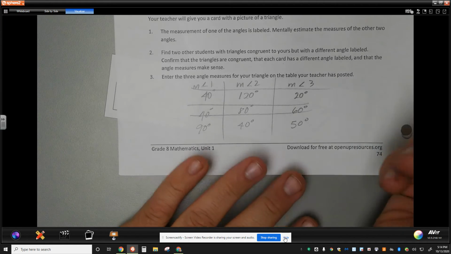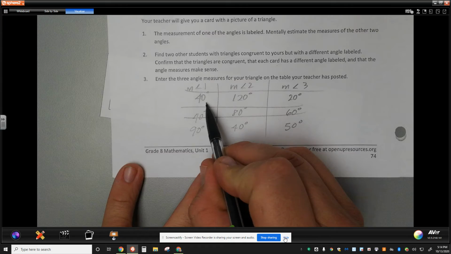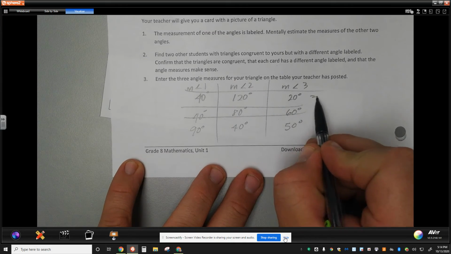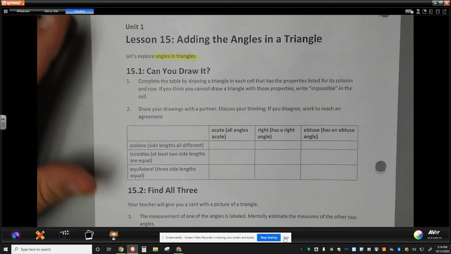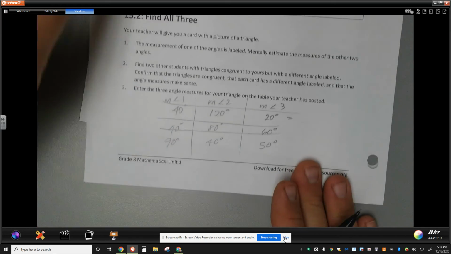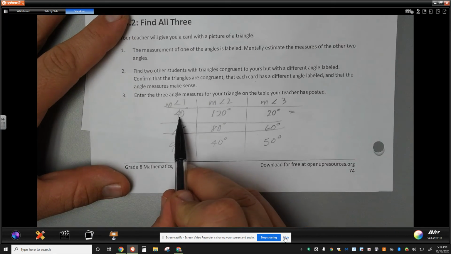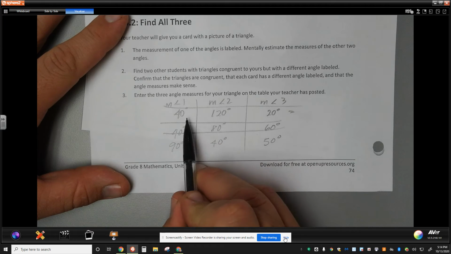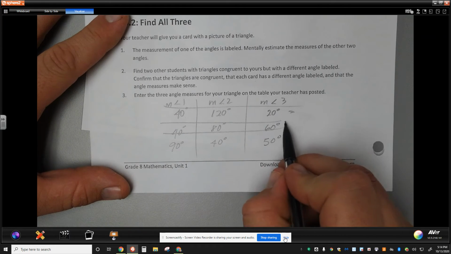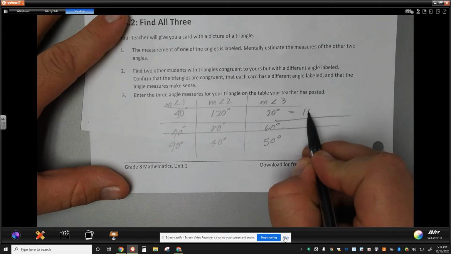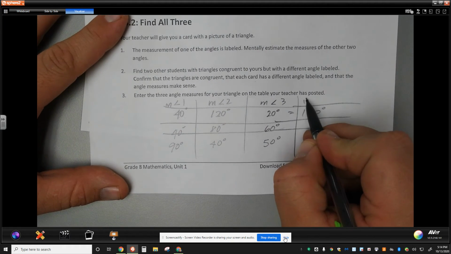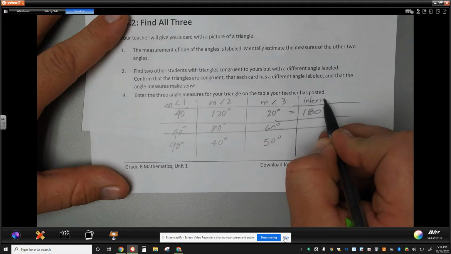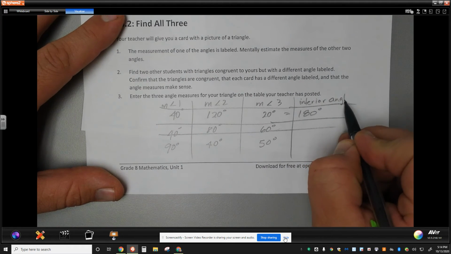Okay. Hopefully what you gather from that is that if I look at each of these three triangles, let's go ahead and remember what the lesson title is. It says adding the angles in a triangle. So let's see what happens when we add up the angles in the triangle. We see the measure of angle 1 plus the measure of angle 2 is 160 degrees plus 20 more degrees. It's 180 degrees. We're going to call this the interior angle sum.